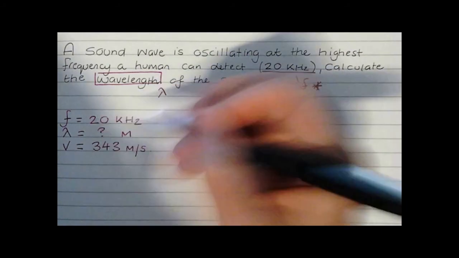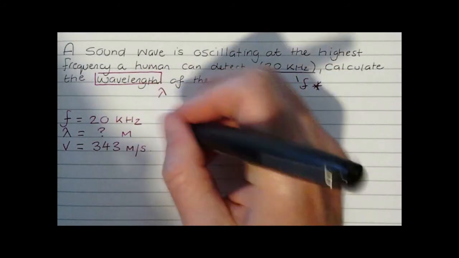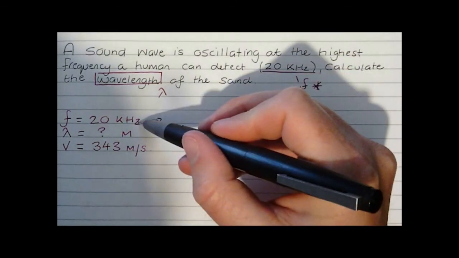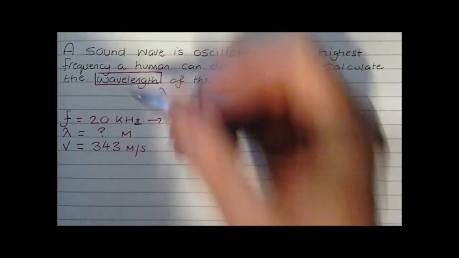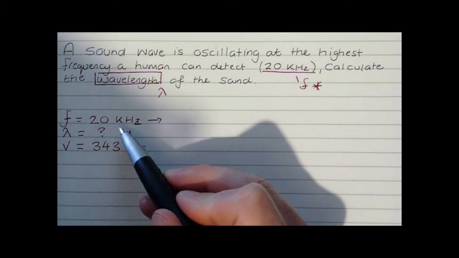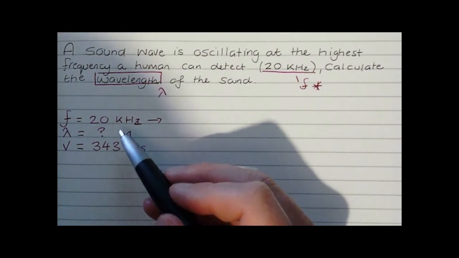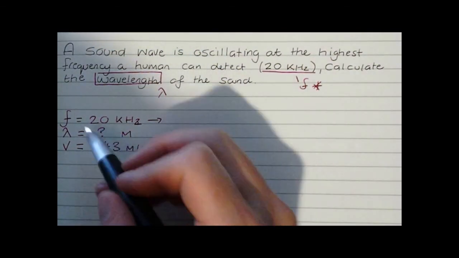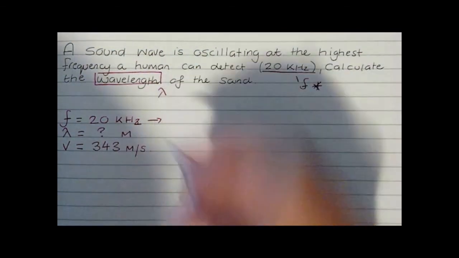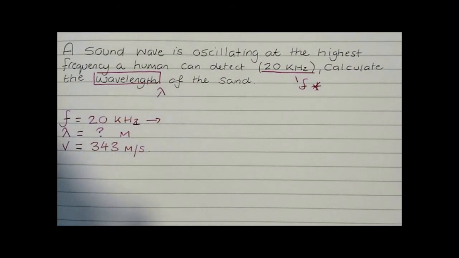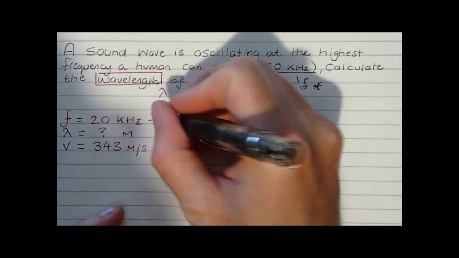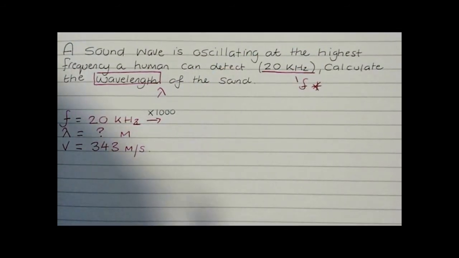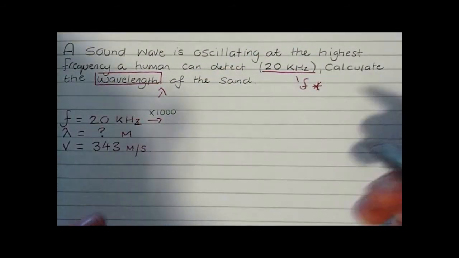So kilohertz for frequency. Nope, that is not in the right unit. So we are going to have to convert, and turn that into hertz. Now kilo means you've got 1,000, like kilometer is 1,000 meters, kilogram is 1,000 grams. So this is 1,000 hertz. So we've got 20,000 hertz. All we do is we multiply our 20 by 1,000, which will give us our conversion.